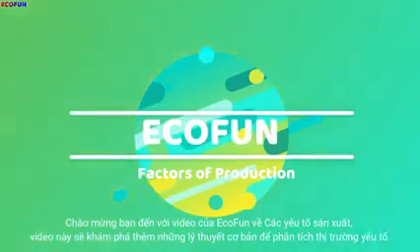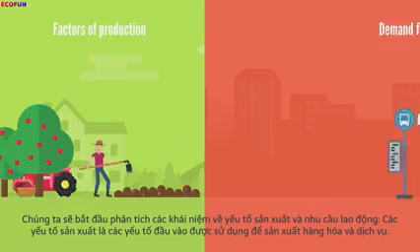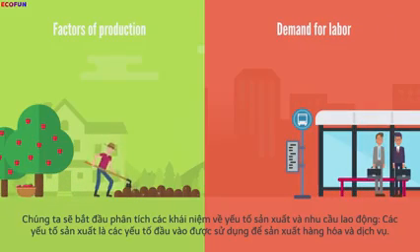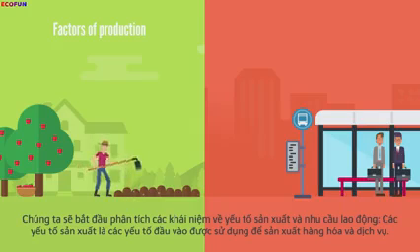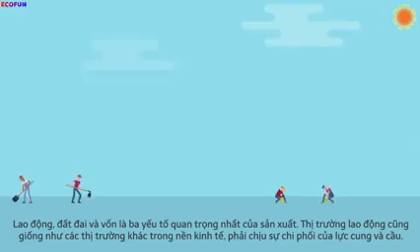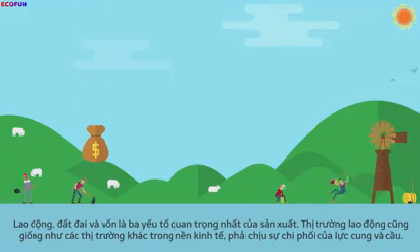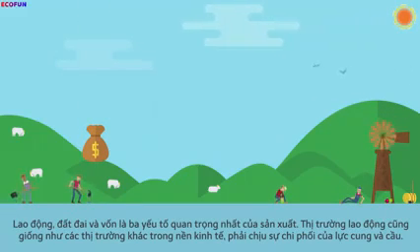This video aims to further explore the basic theory for the analysis of factor markets. We will start the analysis by going through the ideas of factors of production and demand for labor. Factors of production are the inputs used to produce goods and services. Labor, land, and capital are the three most important factors of production. The labor markets, like other markets in the economy, are governed by the forces of supply and demand.